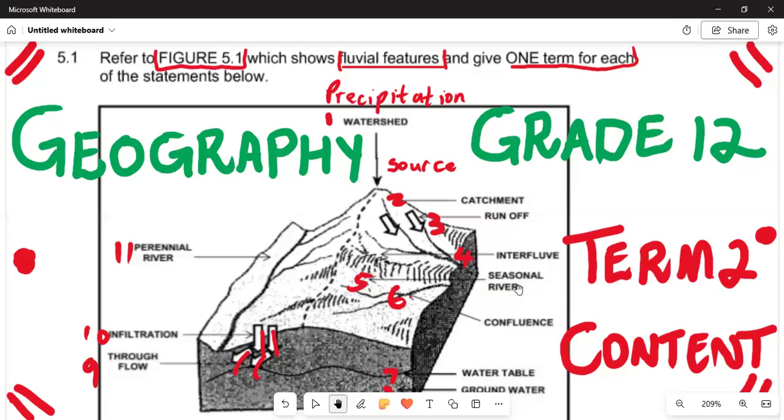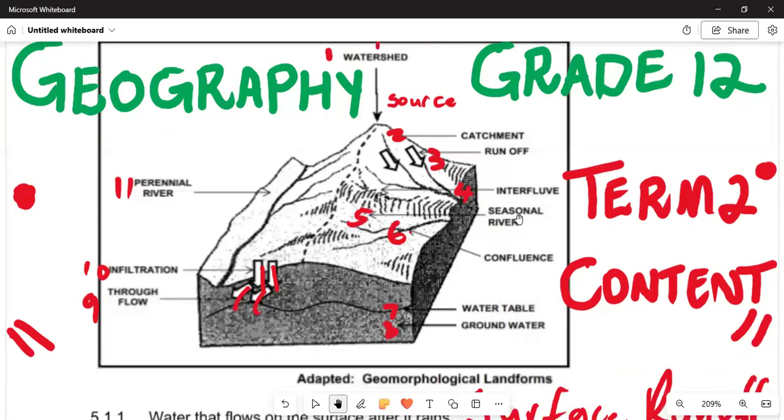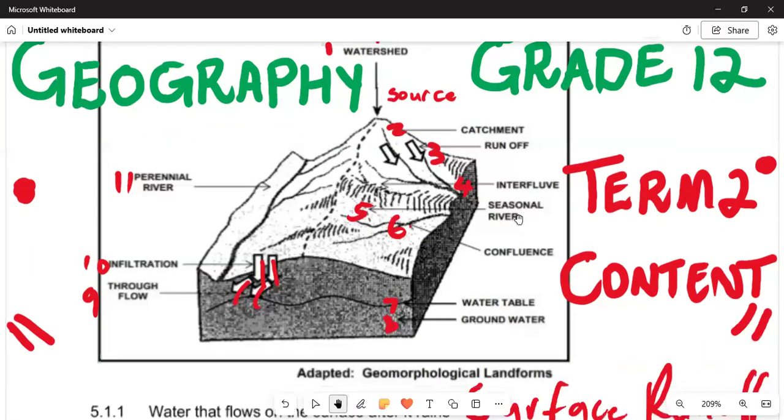Then we move on again to number seven. Number seven, we have what we call the water table. So the water table is all the water that is found on top. That is on top, that is the water table. Number eight, we are having groundwater.